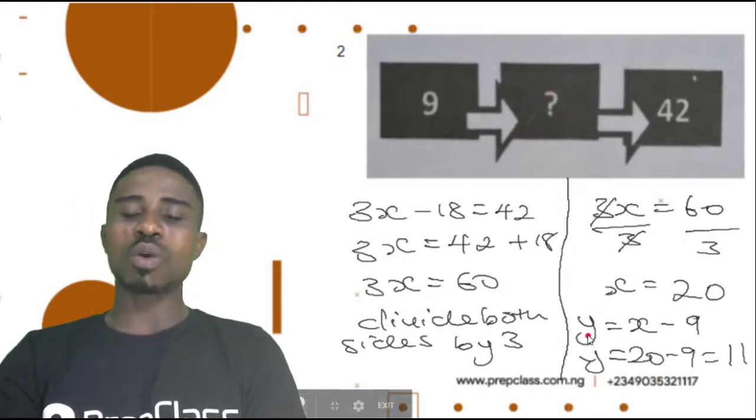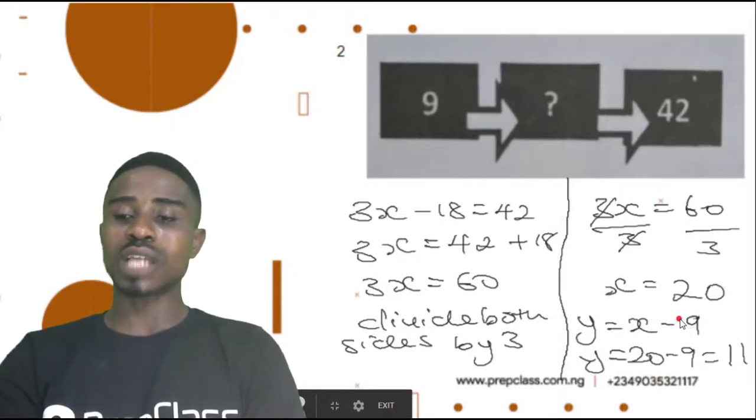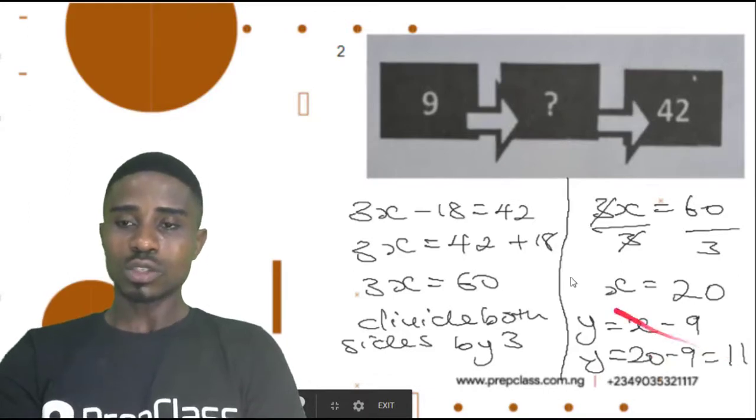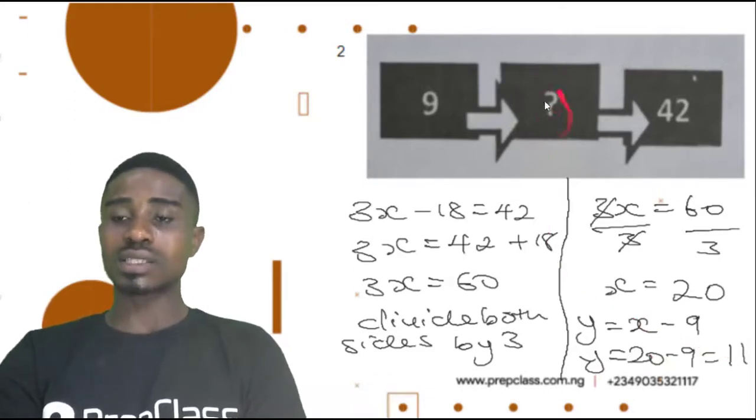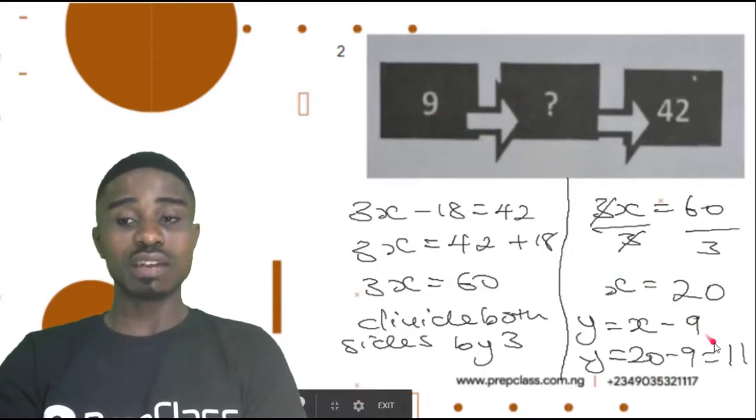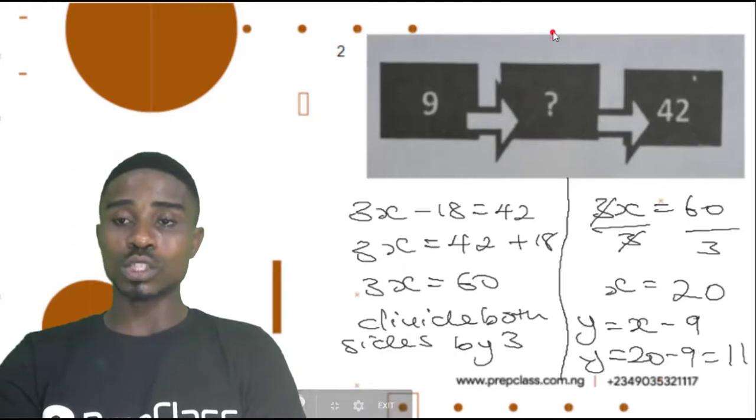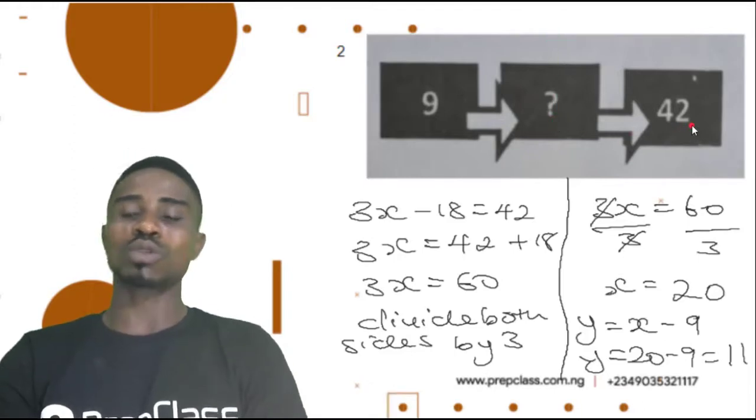But remember that when we wrote out an equation, we got y is equal to x minus 9. So if y is equal to x minus 9, it means if we replace x with 20, y equals 20 minus 9, which is equal to 11. So what we are basically saying is, since this question mark is 20, it means 20 minus 9 will give us 11. And 11 times 2 will give us 22. 22 plus 20 is equal to 42.